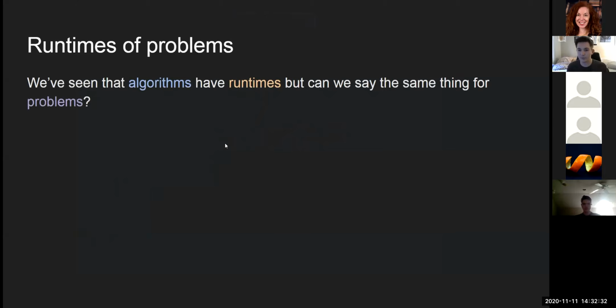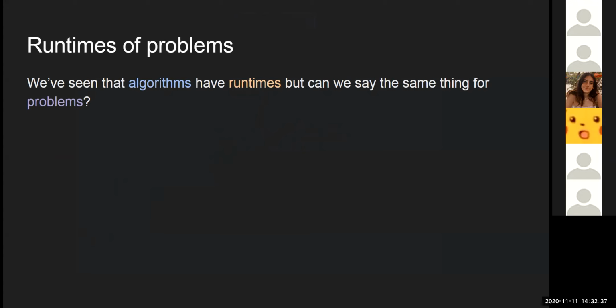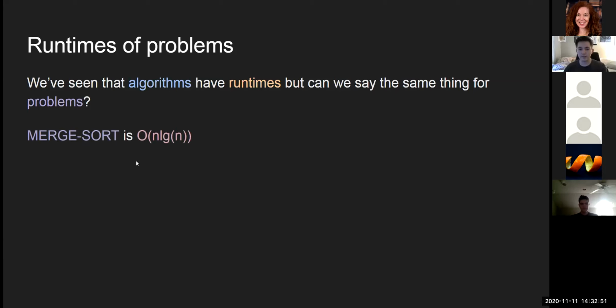So the very first thing we want to talk about is the runtimes of problems, or as we'll come to see it, the complexity of problems. So we've learned throughout all of this that we have algorithms that have runtimes, and we can analyze those runtimes and discover how long it takes for those algorithms to operate. And now we want to ask the question, how do we say things about the problems that we're solving in terms of this runtime? And it's not immediately obvious because we have something like merge sort runs in n log n time, which is all well and good.